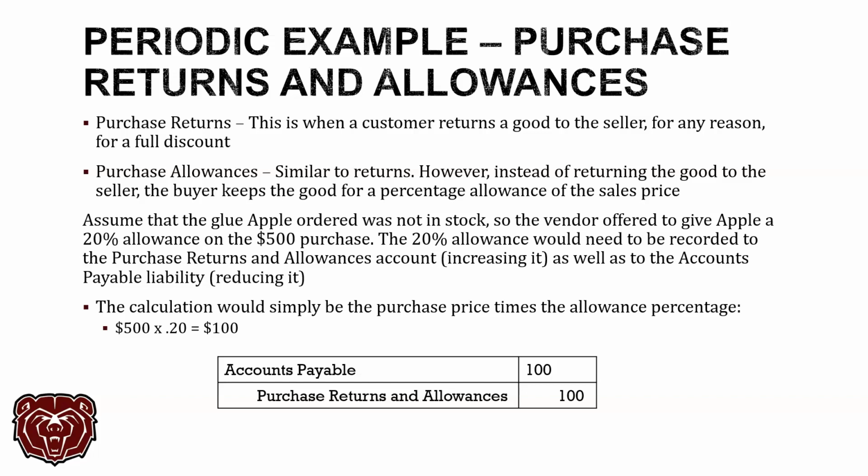We would also need to record this in the accounts payable liability. We need to reduce that liability because we no longer owe that 20%, right? We're not going to have to pay that. So the calculation is simply the purchase price times the allowance percentage, right? So $500 times 20% is $100. So we're going to debit accounts payable to decrease it. We're going to credit purchase returns and allowances to increase it, okay?